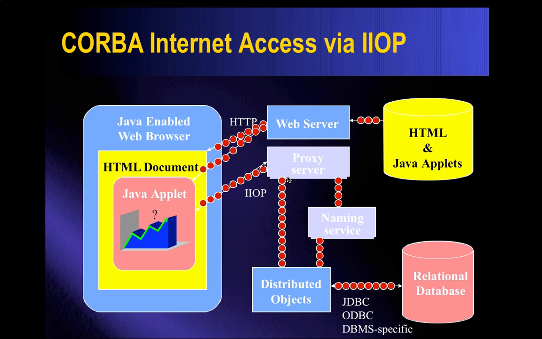IIOP, Internet Inter-ORB Protocol, is going back and forth. This is the middleware that CORBA is doing with the Java, with HTTP. So it fits right in. Relational database down here, the distributed objects over here, the naming service over here, and this is our component that we're blending CORBA in with.